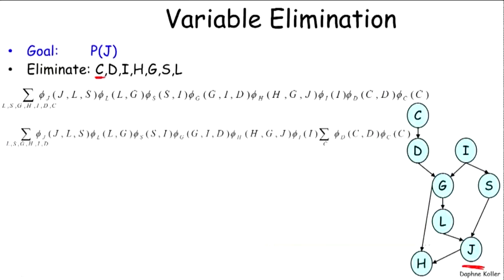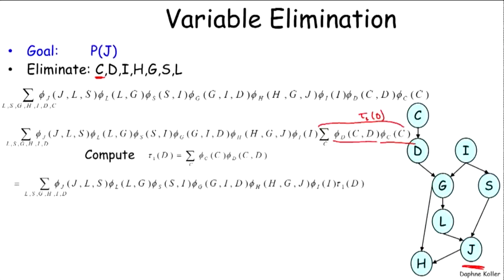and so once again, we're going to take the summation over C and we're going to push it in, leaving in the summation only the factors that involve C. And those are phi d and phi c. Multiplying them together and eliminating c is going to give us a factor which we're going to call tau 1 and whose scope is d. Okay. And by putting tau 1 into this expression and removing the ones that we've just multiplied together, we end up with this expression over here.